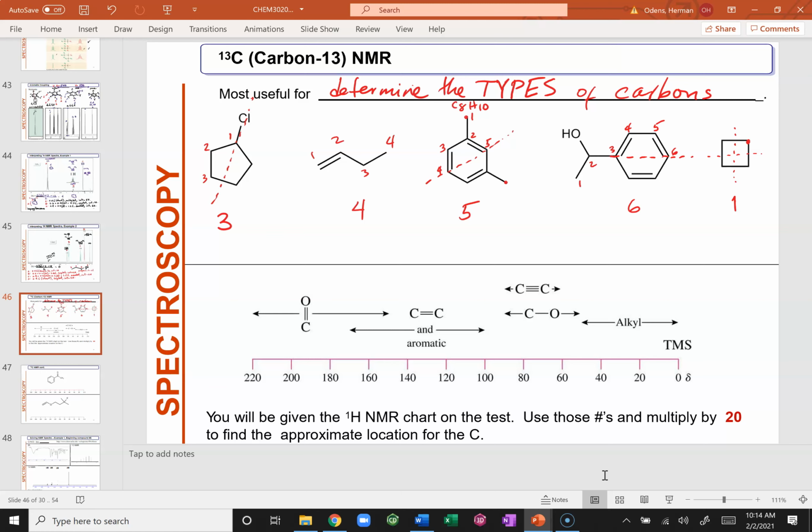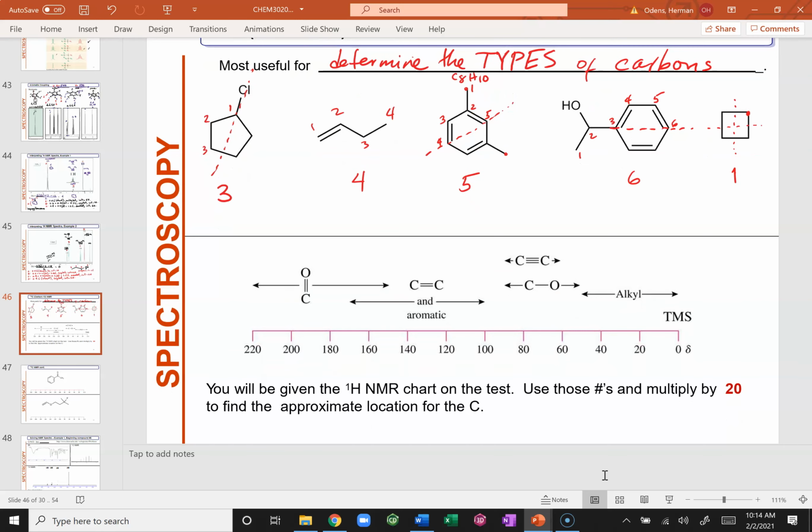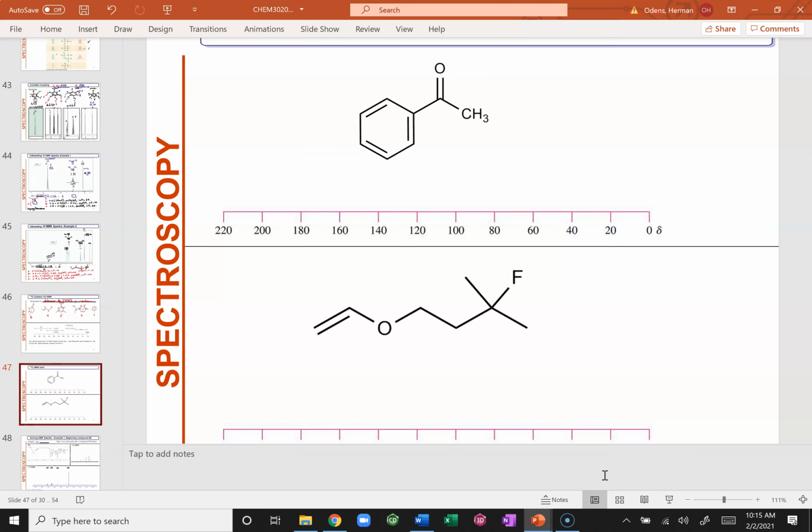All right. Notice this. Your alkyl groups here will show between 0 to 50. Your CO and your triple bond C will show around 50 to 90. Your double bonds and aromatic will show between 100 to 170. And your carbonyls will show between 150 to 220. All right? Let's practice some of this. Once I teach you this, you'll be better off understanding carbon NMR.